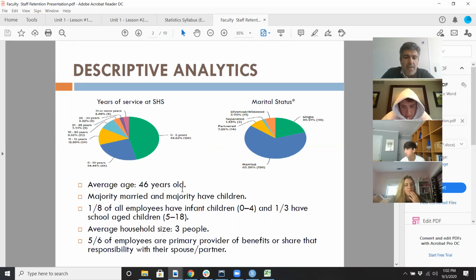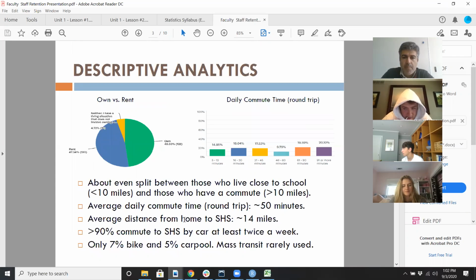And then I broke it down a little further. What's the average household size? That's quantitative. It's 3 people, probably man, wife, and a kid or something. I don't know. 5, 6 employees. That was more data I collected. They're the prime provider of benefits. So that gives you a good example here.